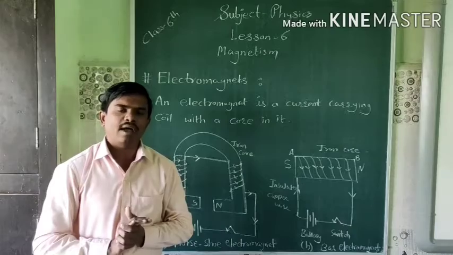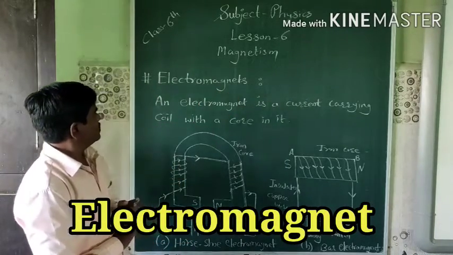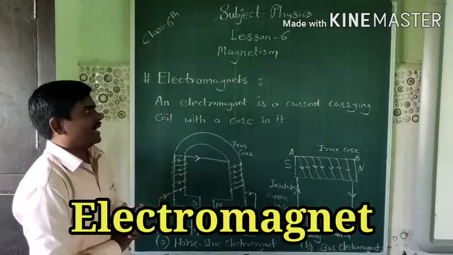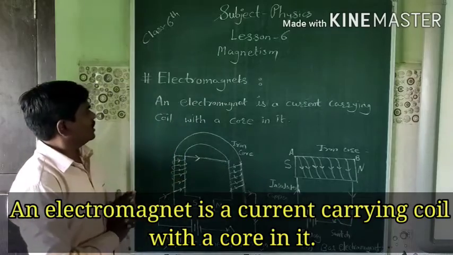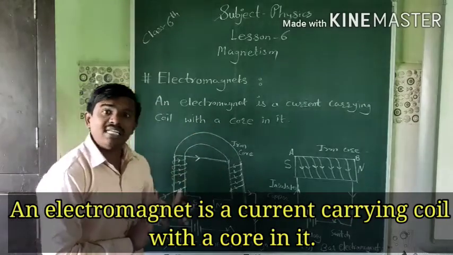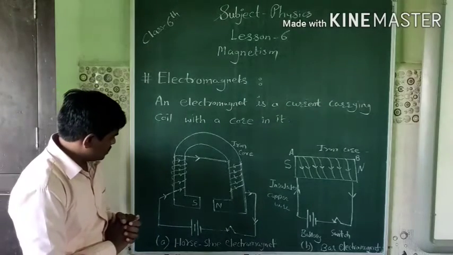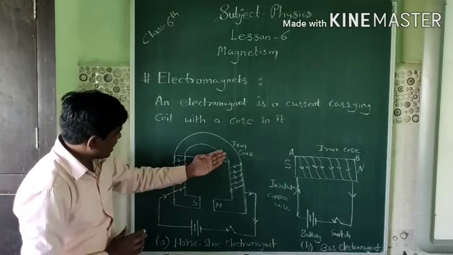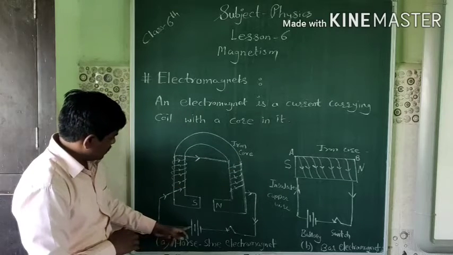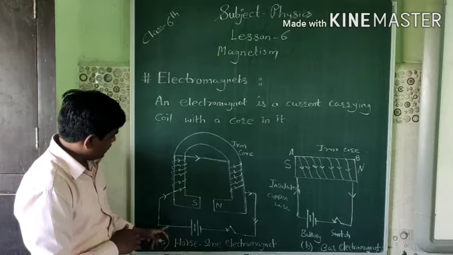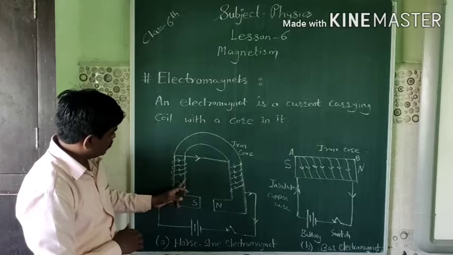Now students, I will define electromagnet. An electromagnet is a current carrying coil with a core in it. You can see in the example, this is a current carrying iron core. Here the current is carried through this insulated copper wire through this coil.